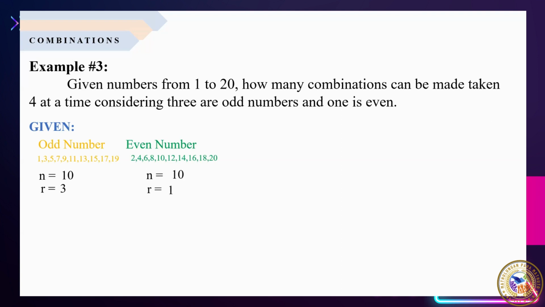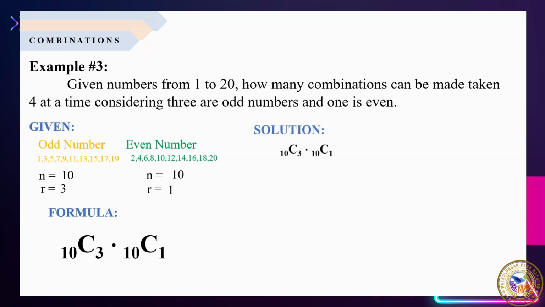So, dahil meron tayong 2 events sa ating problem number 3, therefore, ang magiging formula natin ay we have to multiply the 2 events. Again, we have always to multiply the 2 events. So, we have the combination of 10 taken r at a time times the combination of 10 taken 1 at a time, which is yung odd number times the even number. Okay, let us use this formula para magawa natin yung ating solution. Now, since ang ating formula ay combination of 10 taken r at a time multiplied by the combination of 10 taken 1 at a time, let us substitute sa factorial formula yung ating values.